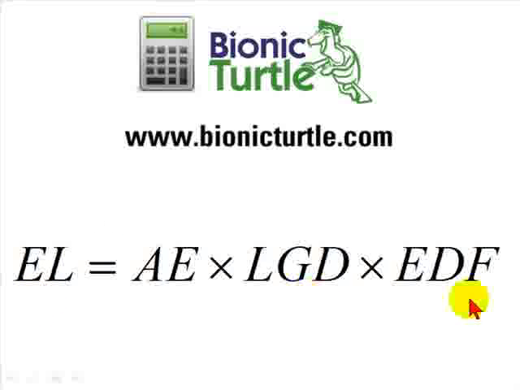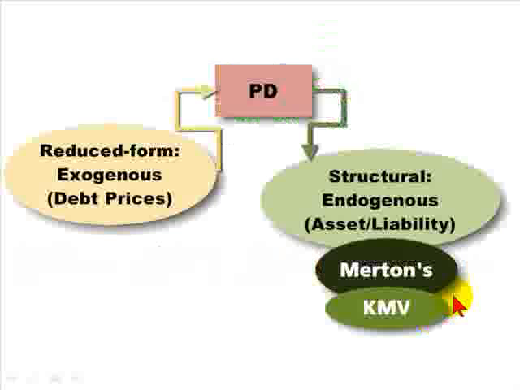Yesterday, we looked at this key formula for credit risk, where we saw that the expected loss of a credit or loan portfolio is equal to the product of three components: adjusted exposure, we looked at that yesterday, loss given default, and expected default frequency, which for our purposes is the same as the probability of default, or PD. So let's look at that now.